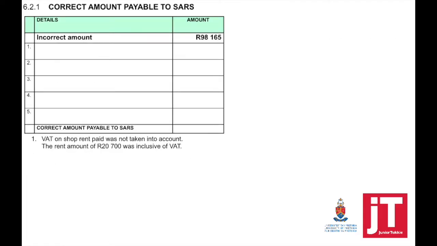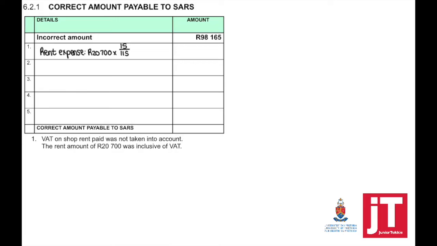Transaction number 1. VAT on shop rent was not taken into account. The rent amount of $20,700 was inclusive of that. Inclusive of that means it's including VAT. So first, to work out the VAT amount, we have to say times 15 divided by 115.